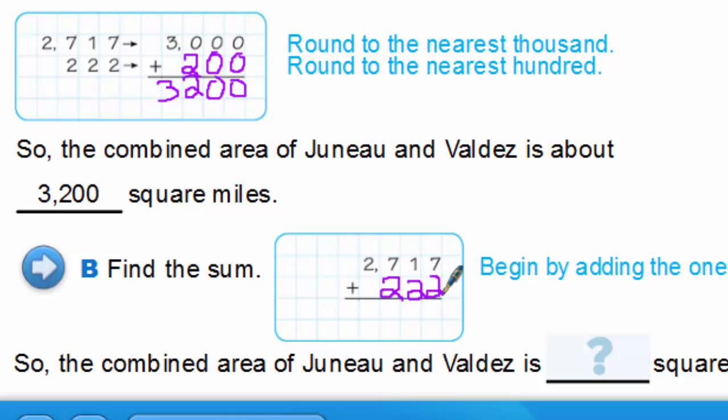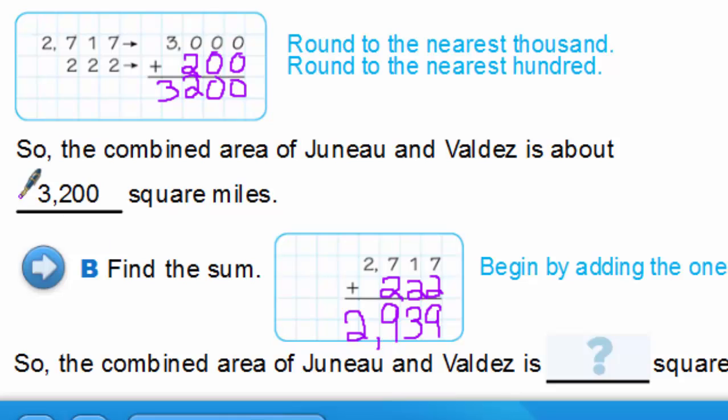Now begin adding the ones. 7 plus 2 equals 9. Do we need to regroup? No, because it's a single digit sum. Tens. 1 plus 2 equals 3. Do we need to regroup? No, because it's a single digit sum again. What about 7 plus 2? 9. Again, do we need to regroup? Nope. And then 2 plus 0 equals 2.